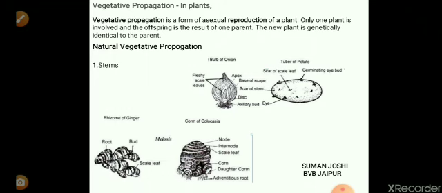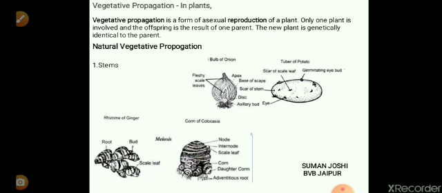The first one is an underground stem, that is the bulb of the onion. You can see here the fleshy leaves which are present. In the center of those fleshy leaves is the apical bud, and the stem here is disc shaped. Nodes and internodes get condensed and form a disc shaped structure. So in the center the apex is present, which can form the new plant. When it germinates with the help of the bud, it can form the new plant.